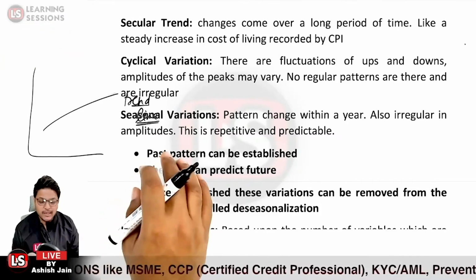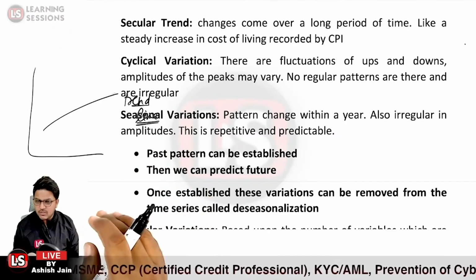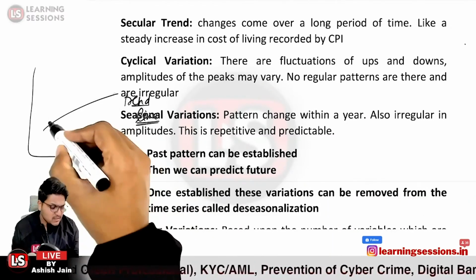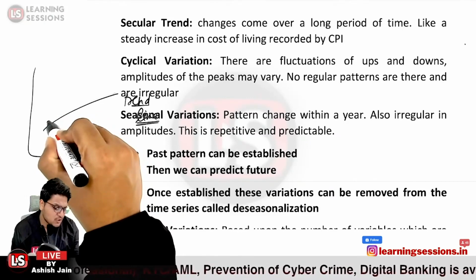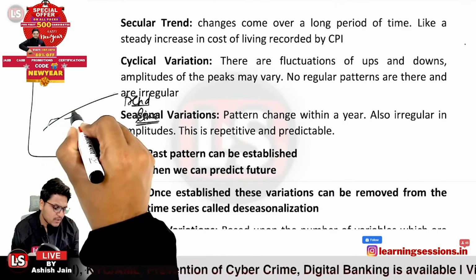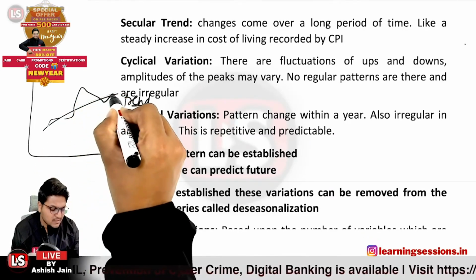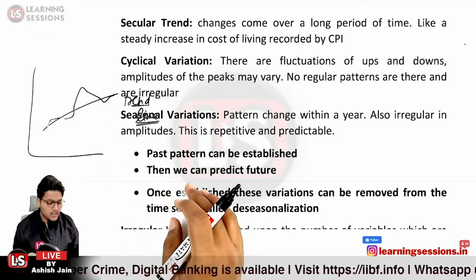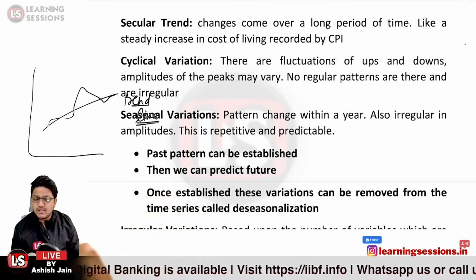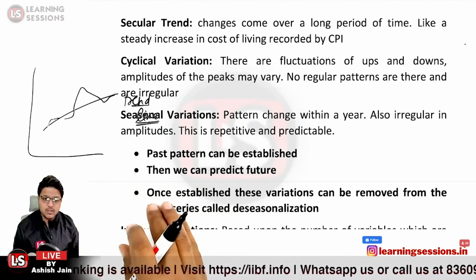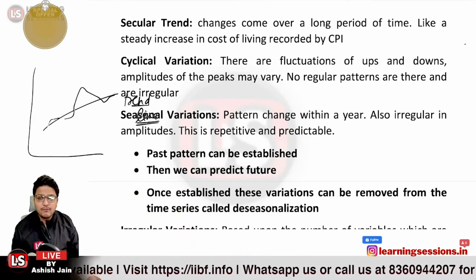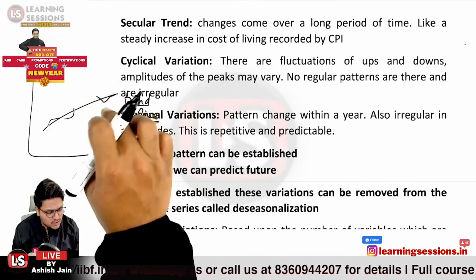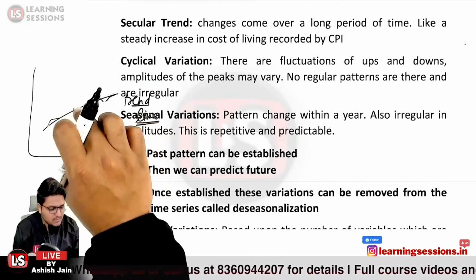Okay, so this is a trend line, but definitely there are going to be some variations due to some external factors, due to the internal factors over there. So let us take the case that there were fluctuations over there, and these are not regular at all. It may be the case that there is a smaller peak. It may be the case that there are larger amplitudes also. Okay, so we can just have a look at the past data, and further we can predict the future. And once we have established the variations over here, we can remove these variations, or we can basically minimize these variations.